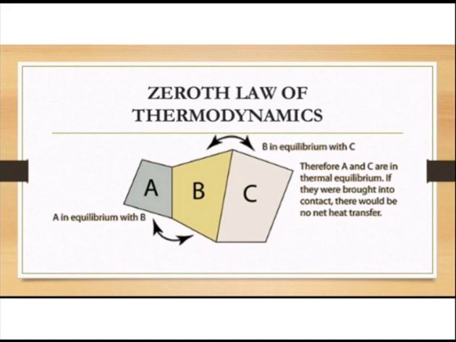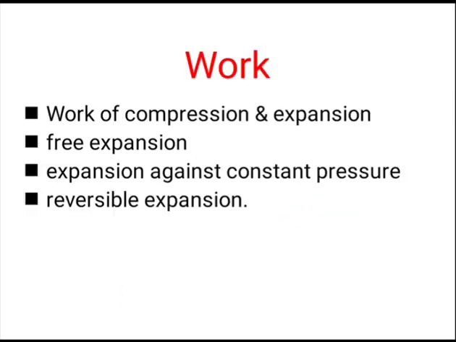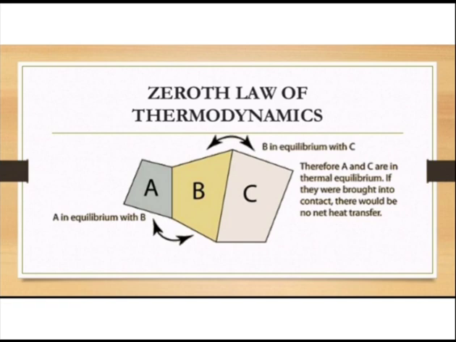In this lecture we will see the Zeroth Law of Thermodynamics, the first law of thermodynamics, and work and the different types of work. So, the first topic is the Zeroth Law of Thermodynamics. Consider there are three systems A, B and C. A is connected with B and B is connected with C. C is not directly connected with A, but there is a relation between A and C because of B.